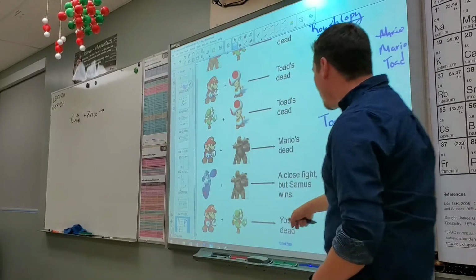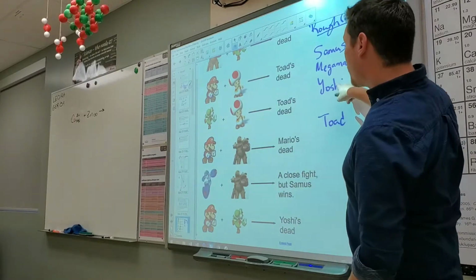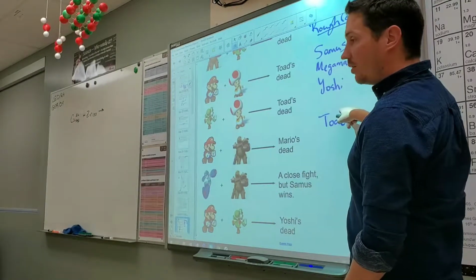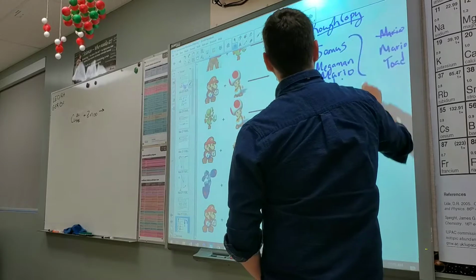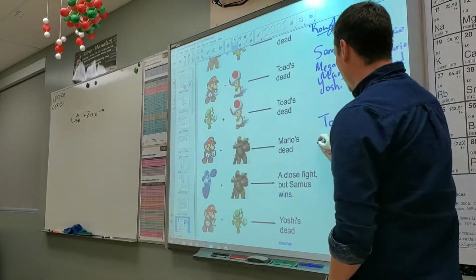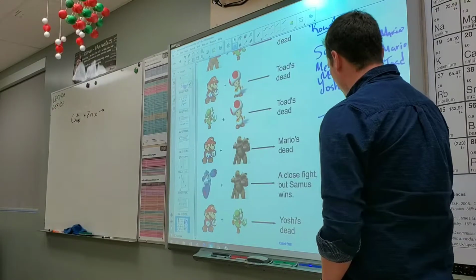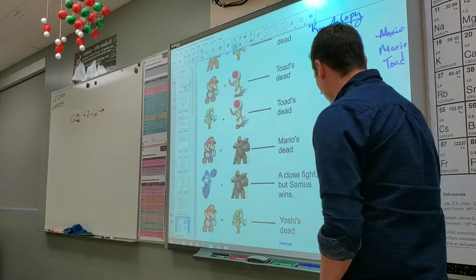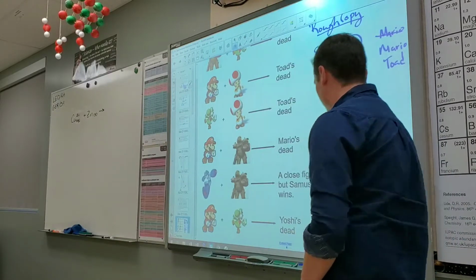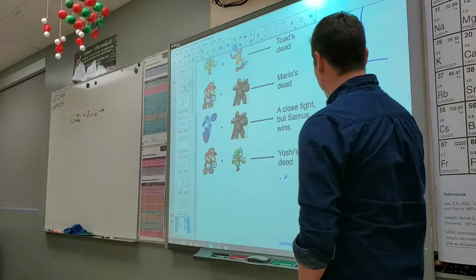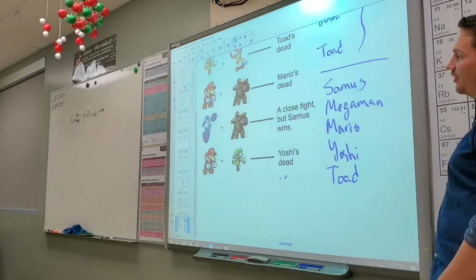And then Mario versus Yoshi. Who wins? Yoshi's dead. So, should we put Mario on top or below? On top. We should put Mario on top. So what we can do is take this and make a good copy. So Samus is the strongest, and then Mega Man, and then Mario, and then Yoshi, and then finally Toad. Poor old sad Toad. Deal with it. Toad's not perfect.